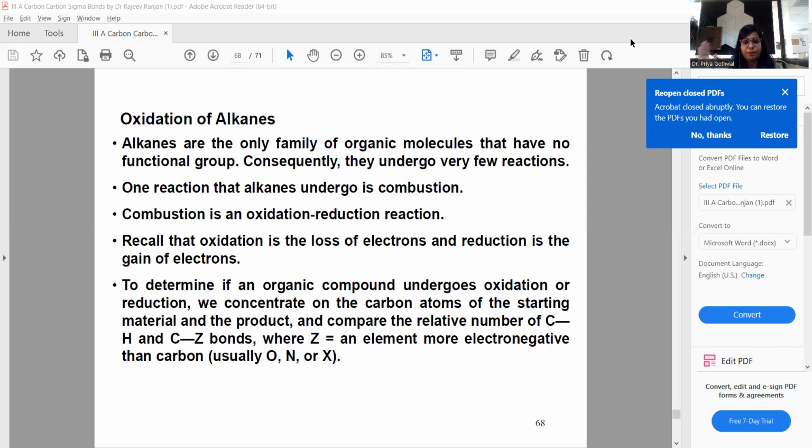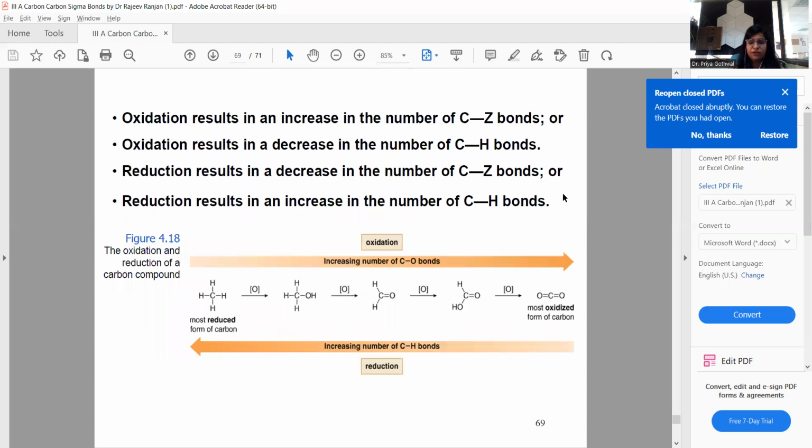starting material and the product, and compare the relative number of carbon-hydrogen and carbon-Z bonds, where Z is an element more electronegative than carbon. Usually these are oxygen, nitrogen and X, where X denotes the halogen family like chlorine, fluorine, bromine and iodine. These elements are usually known as hetero elements.